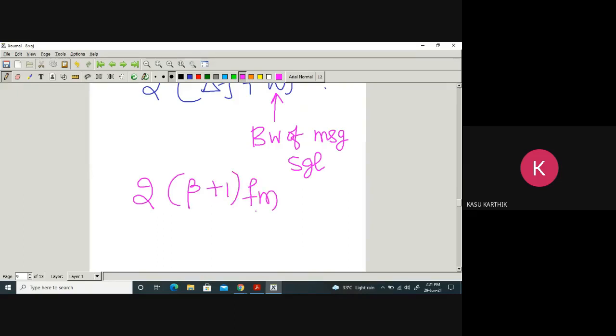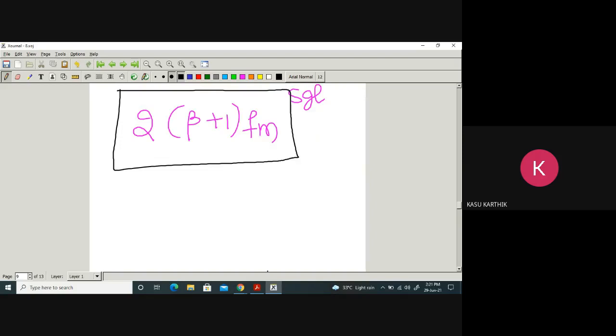You remember this formula also. It is also very, very important. You must know the bandwidth formula of FM. This is the practical bandwidth or transmission bandwidth of FM signal. Theoretically it is infinity, practically it is not infinity. It should not be infinity, so it is 2 into beta plus 1 into FM.